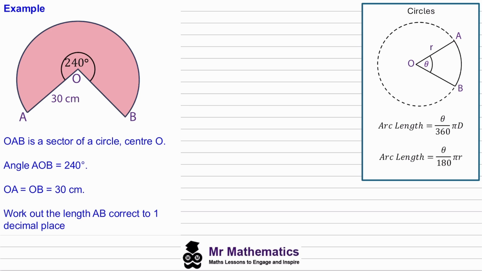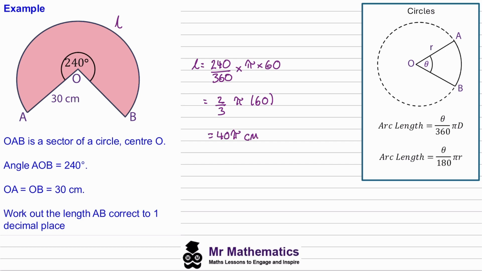Okay, so if we say the arc length is L, and we know this is the angle 240 divided by the full circle, 360, multiplied by pi, multiplied by the diameter, and the diameter would be 2 lots of this radius, so 60. We can simplify this fraction. We'll divide both by 120, so we'll get 2 over 3 times pi times the 60. And 1/3 of 60 is 20. We'll double that, so we get 40 pi.